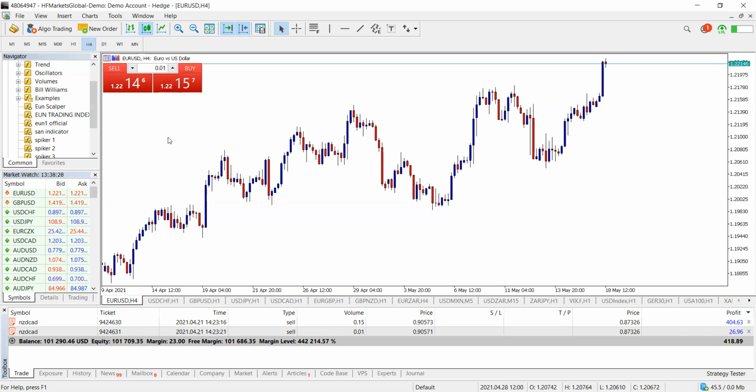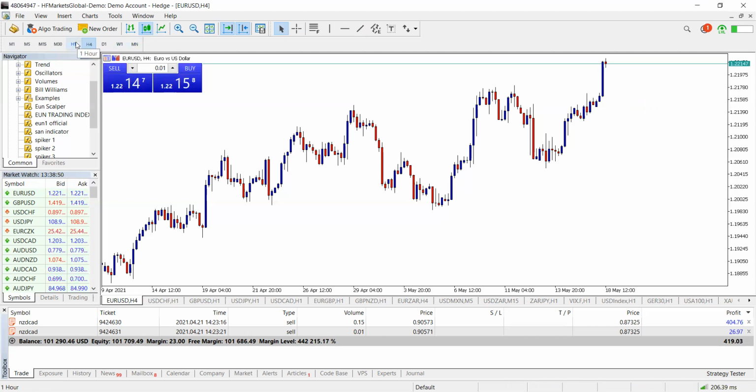Each and every time frame displays different things for you. You see, this H4 means 4 hours. H1 means 1 hour. M30 is minutes, 30 minutes, 15 minutes, 5 minutes, 1 minute. D1 is 1 day. W1 is 1 week. MN is 1 month.